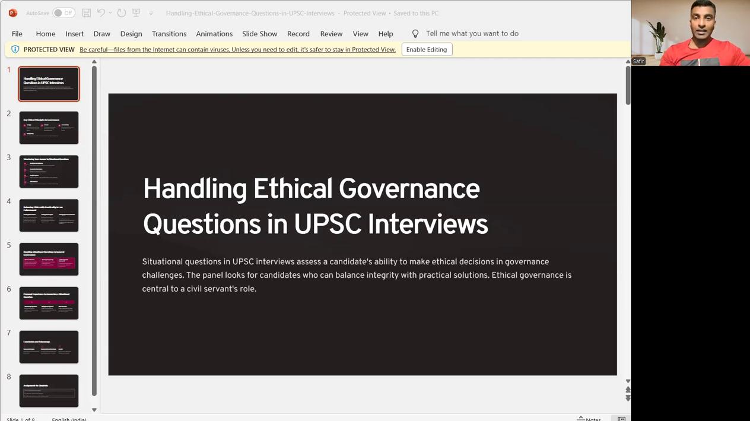As a civil servant, you will often face situations where you need to make tough decisions in crisis situations, and the panel wants to see how you take such decisions, whether you can make them while upholding integrity, transparency, and fairness. These are the three main ethical standards that I always stress upon. That's what they are always looking for. So for any decision you take, any communication you make with the board, make sure you have absolute integrity, some element of transparency, and also fairness in your decision.